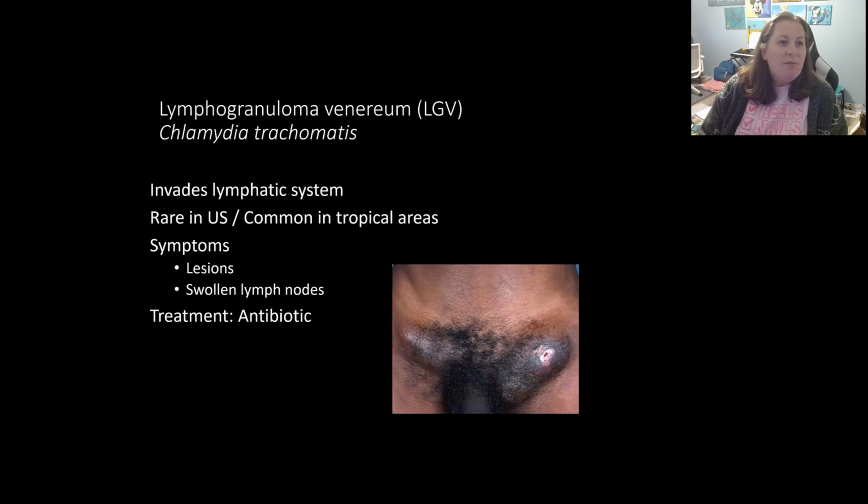The next one is lymphogranuloma venereum. This one is LGV. This is also caused by the chlamydia bacteria. It invades, though, the lymphatic system. It's rare in the US, but it is very common in tropical areas. Symptoms include lesions and swollen lymph nodes, normally in the groin area, and treatment is going to be antibiotics.